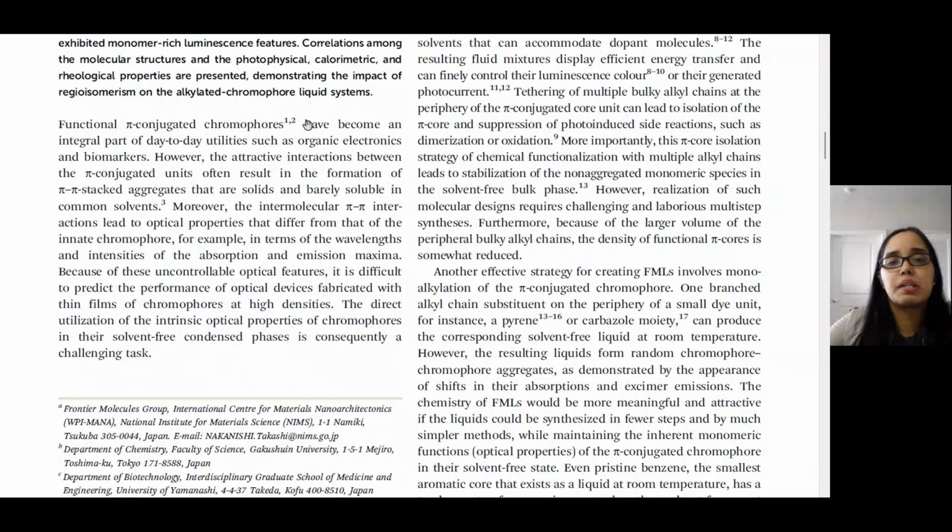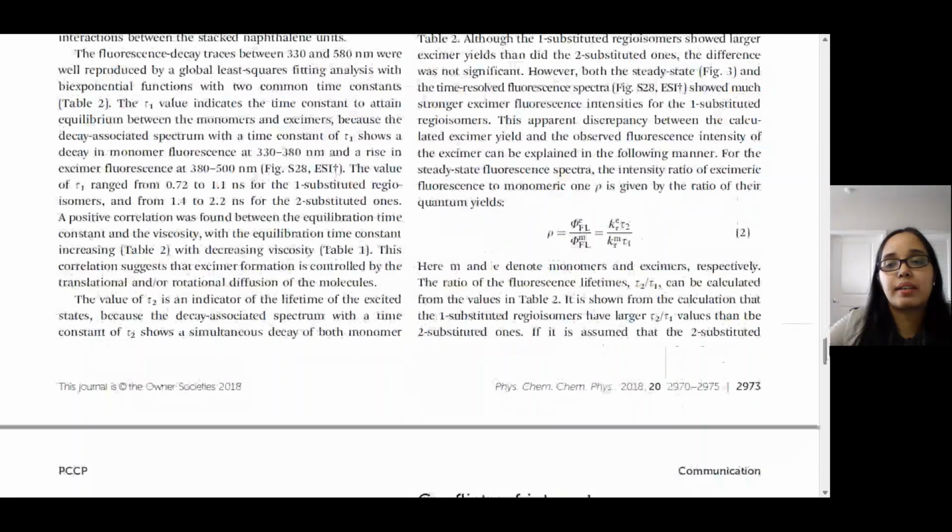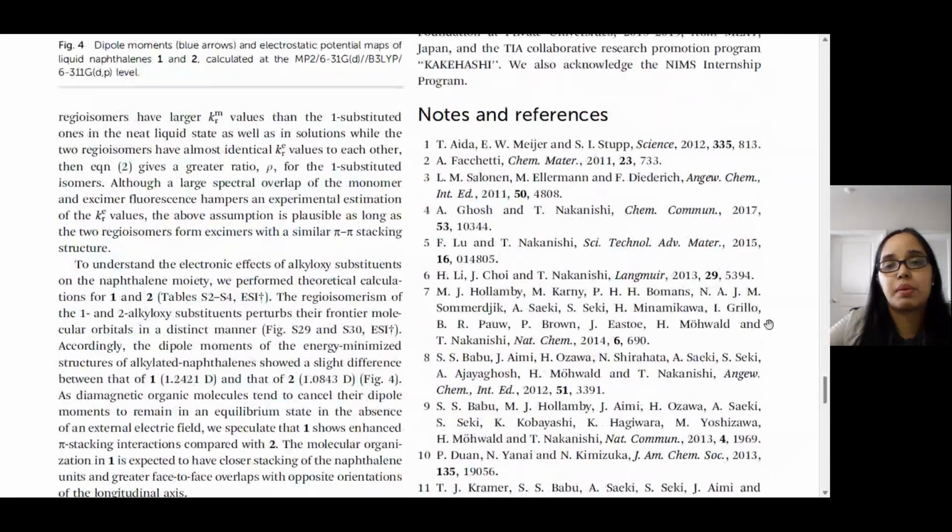So if I'm a person working on functional pi conjugated chromophores and I'm seeing an actual paper for that, then I will go to this 1,2 indicated in this particular introduction and I'll straight away go to that reference and see what that paper is about.